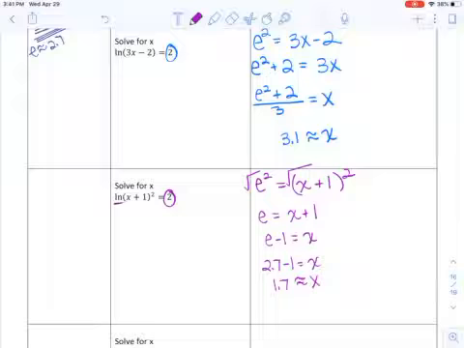I didn't really need to take the square root of both sides, though, because I could have also realized that they have the same exponent and they're equal to each other. That means this thing inside and this thing must equal each other. So you sort of could have skipped that step in a shortcut.